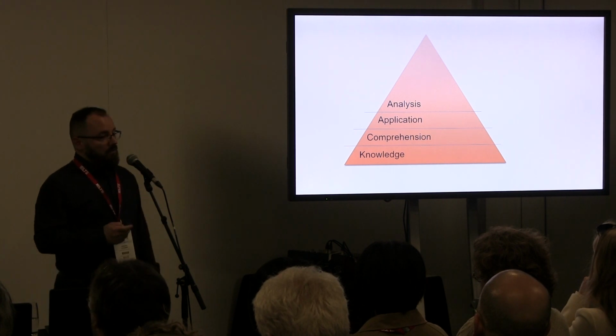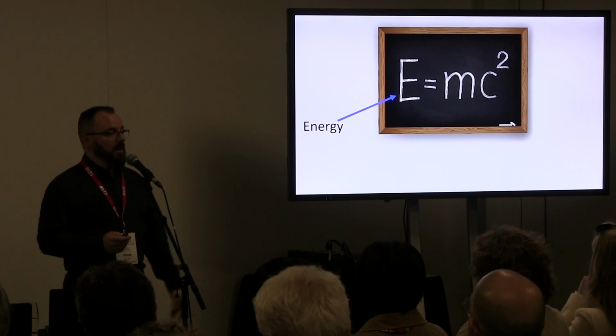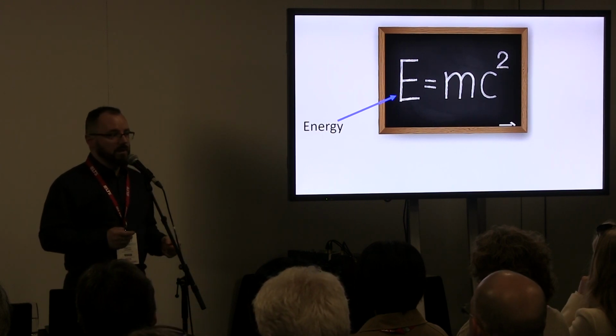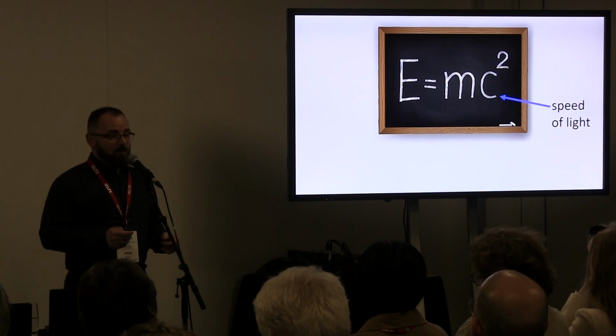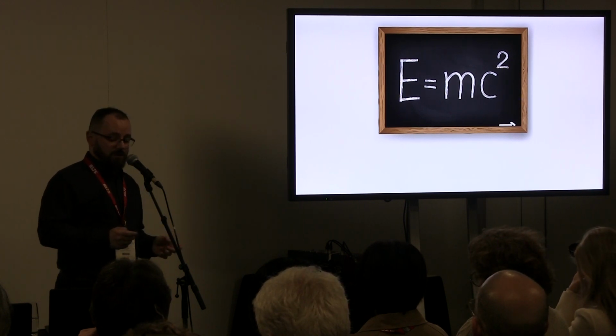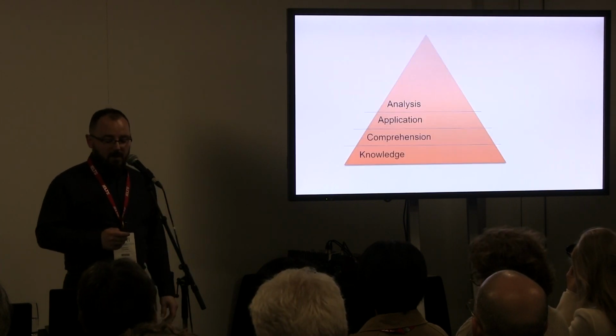Analysis is breaking material into its constituent parts and determining how the parts are related to one another and to the overall structure. So I suppose that converting E equals mc squared into this would be evidence of analysis.